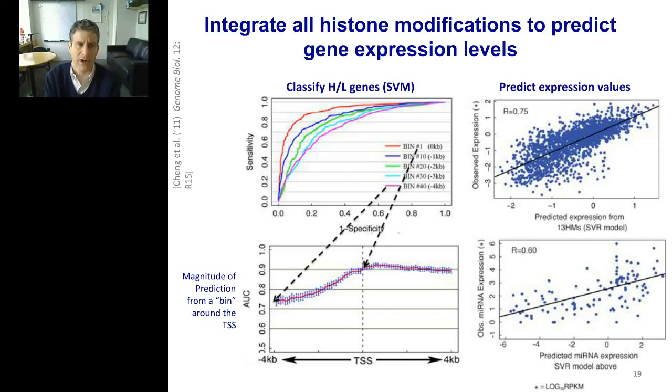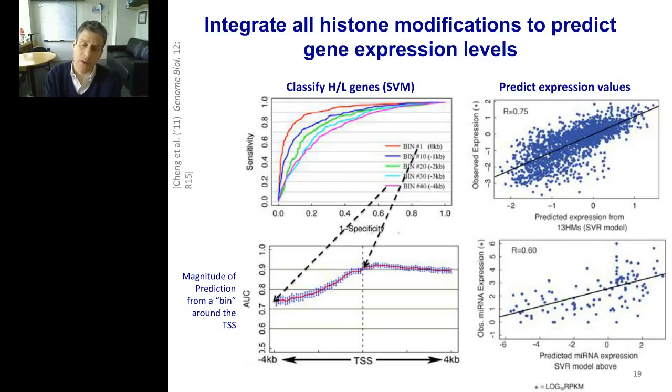So then the next thing we can do is move from a classification model to what's called a regression model, where we try to directly predict the overall level of expression of the gene by putting together all the different marks. And so I show that on the top right-hand side. You can see this is for a model organism. You have the observed expression versus the predicted expression for 13 different histone marks, integrating them now with this mathematical technique called support vector regression. And you can see we get a pretty good line. There's a good R here, about 0.75. This is Pearson correlation.